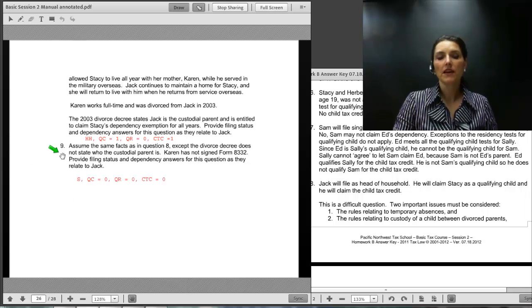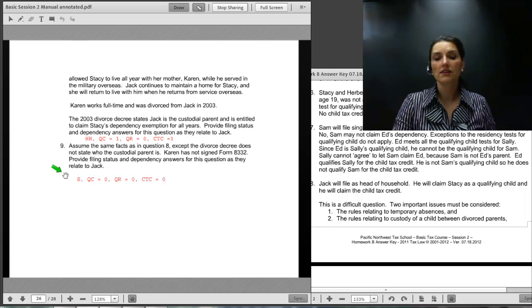Number 9, assume all of the same facts as in question number 8, except that the divorce decree does not provide or state who the custodial parent is. Also assume that Karen has not signed Form 8332. What would happen to Jack's filing status and dependency in this situation? If the divorce decree does not award custody to Jack, then as far as IRS is concerned, they're going to actually look to where that child lived.